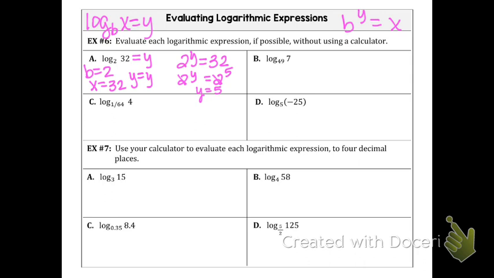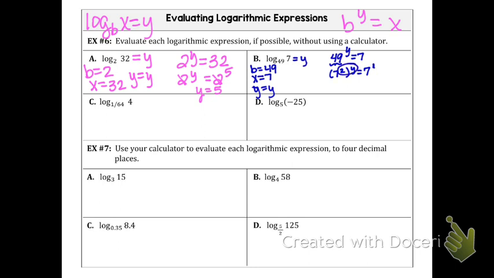For B, I know my base is 49. My x is 7. And this is log form, so it's equal to y. So b to the y equals x. Can 49 go down to a base of 7? Always check, will the larger number go to the smaller number? It will. 49 is 7 squared. The 7 is 7 to the first.